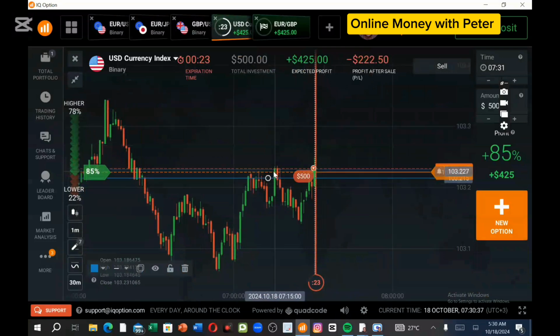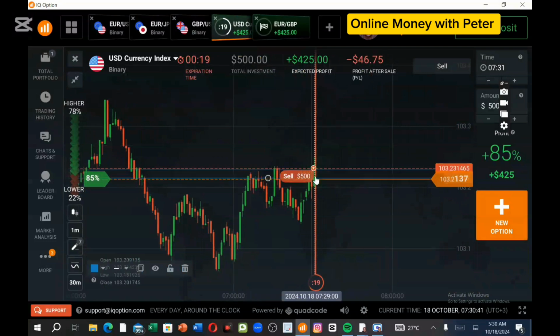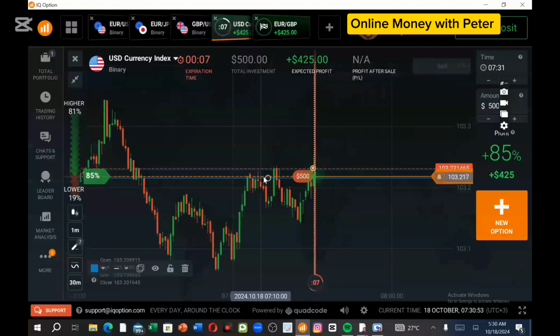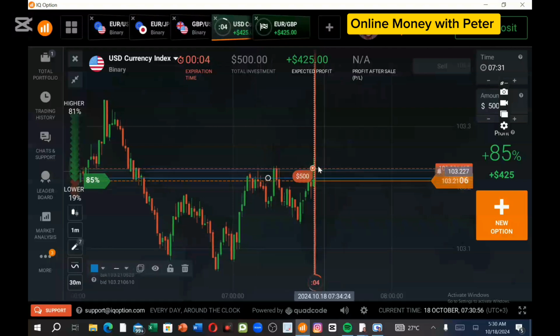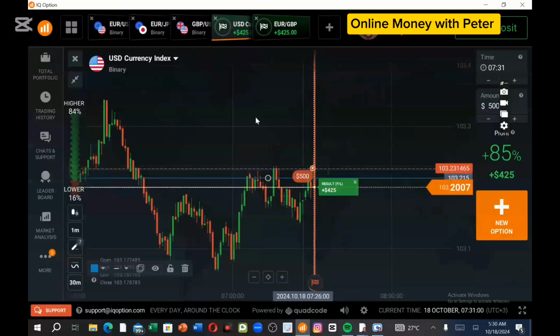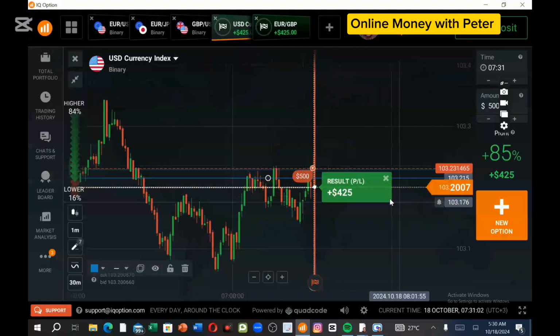Now this is head, left shoulder, right shoulder. So let's see. You can see that it's reversing at this point. All right, the sellers here, the sellers here. So because there are sellers here, because this is a strong sellers area, the sellers push the price down. So you can see that I've won this trade again.